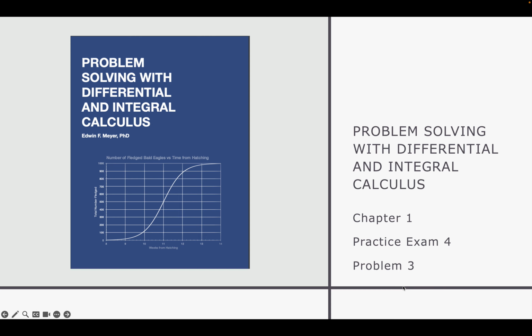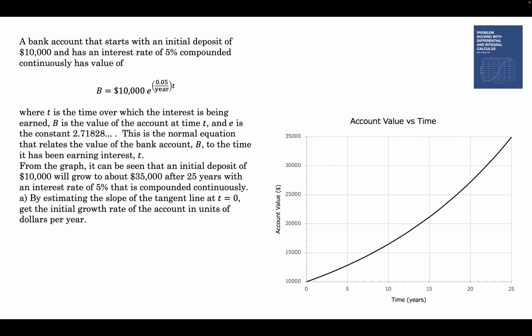This is problem 3 on practice exam 4 of chapter 1 in the book Problem Solving with Differential and Integral Calculus. We have a deposit of $10,000 into a bank account that earns 5% compounded continuously, an annual interest rate of 5%. There's the normal equation that relates the bankroll value to the time. If we plug in time equals 0, we get $10,000. So by estimating the slope of the tangent line at t equals 0, get the initial growth rate of the account in units of dollars per year.